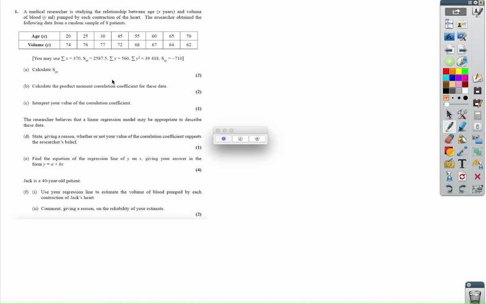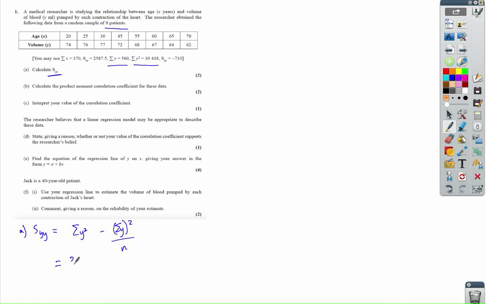So sticking some numbers in a formula to start with. Calculate Syy. So part A, I'll just do that here. Syy, the formula is given in the formula sheet, so use it. Sigma y squared, make sure you pay attention to where all these squareds are, minus sigma y squared over n. All of these, sigma y squared, sigma y, and n, are given in the question.